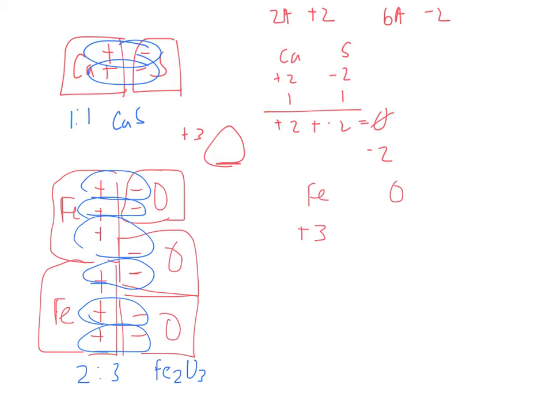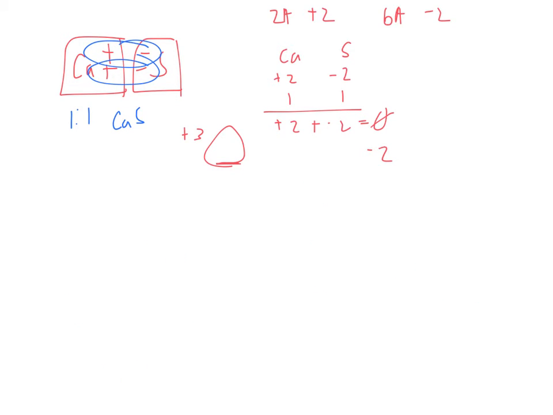And if I do this using my other method, I would write Fe and O. I know this is +3. I know this is going to pick up a -2. Now my least common multiple is 6. So I need to lose 6 electrons so oxygen can gain 6 electrons. And overall, I have a charge of 0. So that would tell me I need 2 iron and 3 oxygen.